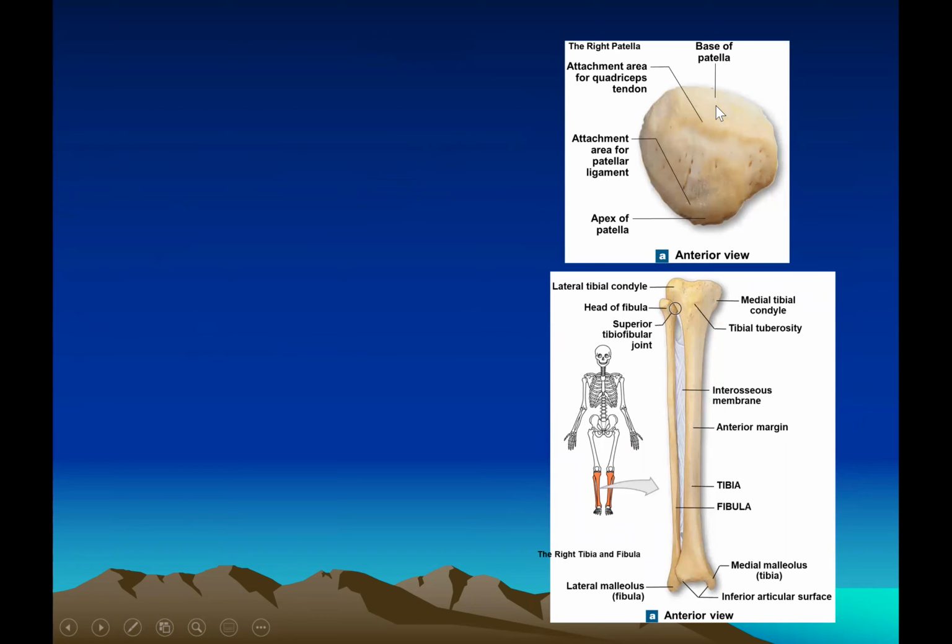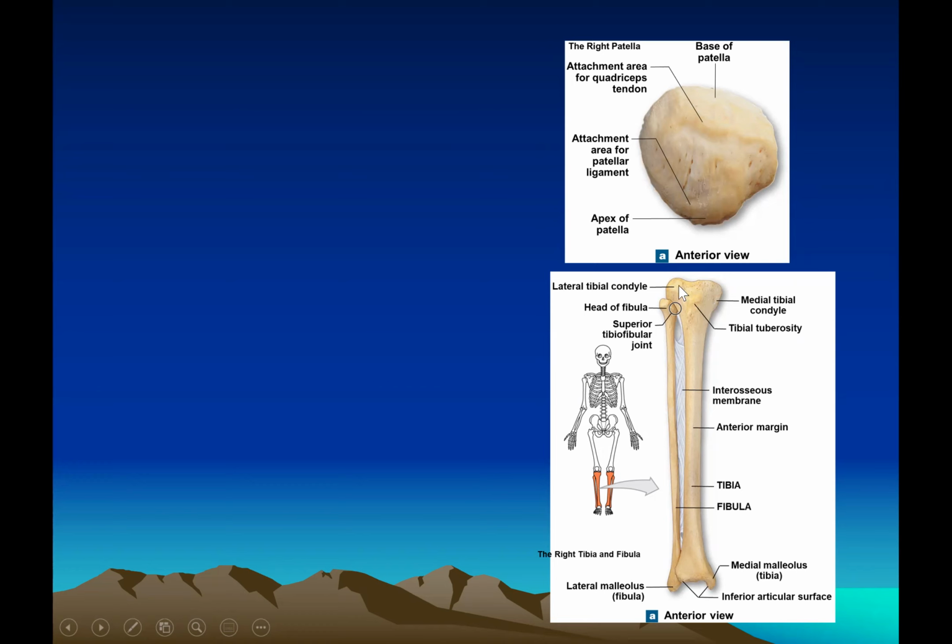So here's a picture of your patella, which is a sesamoid bone that makes your kneecap. So this is formed within the tendons of the quadriceps femoris muscle. The base of the patella will attach with the quadriceps femoris muscle, and the apex will attach to the patellar ligament. So the type of bone, it is a sesamoid bone.